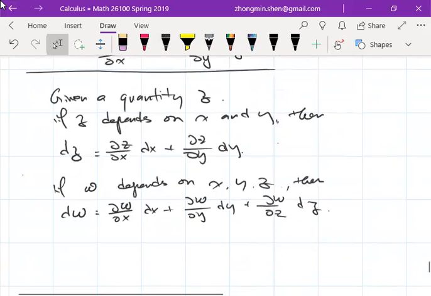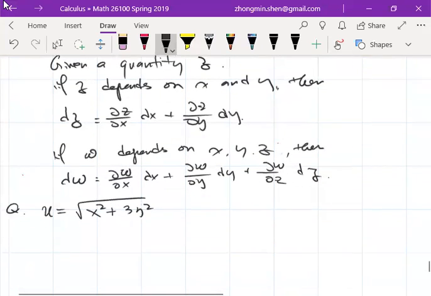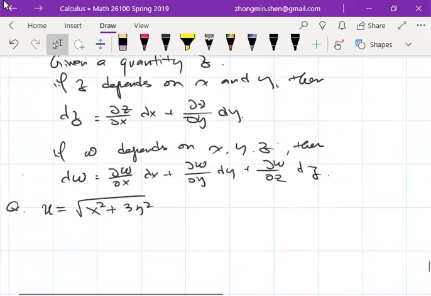But this concept is coming from the tangent plane and the linearization, okay? Let's take a look at the following problem. You have a variable u that depends on another quantity, on x and y. So you have three variables. They are related by this equation, okay?